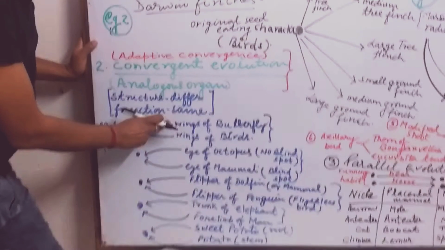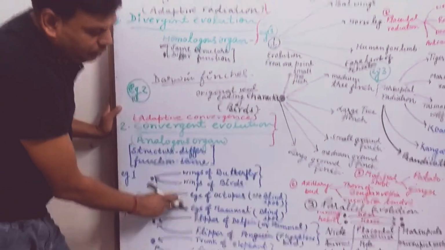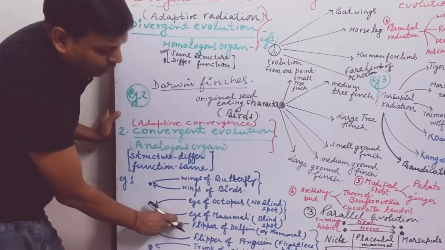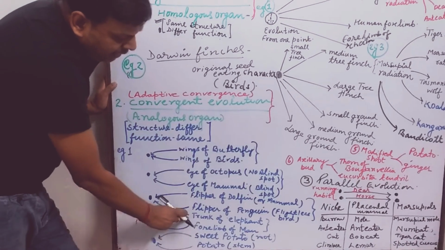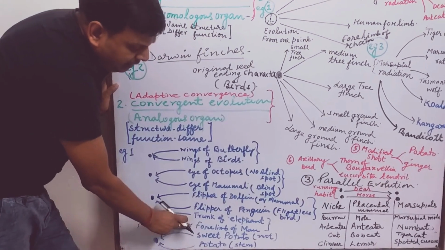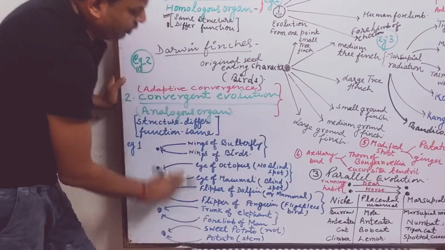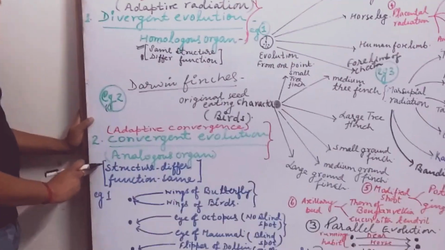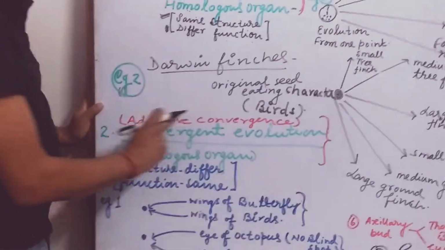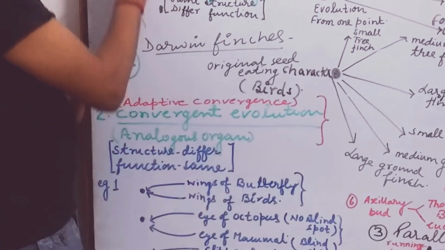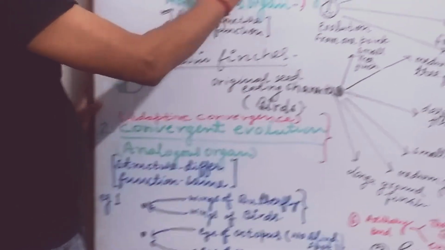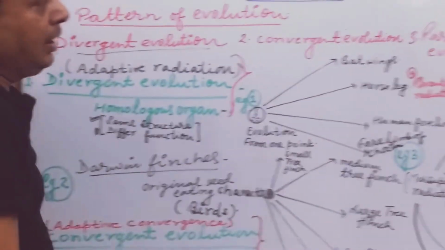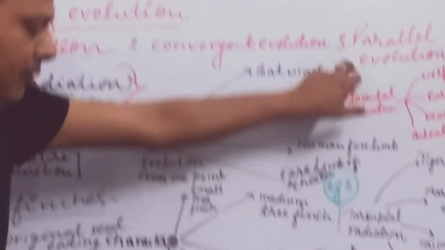So the wings of butterfly and bird, eyes of octopus and mammal, flipper of dolphin and penguin, trunk of elephant and forelimb of man, and sweet potato and potato are the common examples of convergent evolution and analogous organs. It is termed as adaptive convergence. So we have studied divergent evolution and convergent evolution, and now we will discuss parallel evolution.